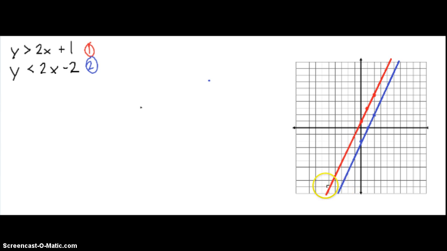And one last thing, since these are not inclusive of the lines, they're only less than and greater than, we're going to make these lines dashed. If they were less than or equal to or greater than or equal to, they would be solid lines, but in this case they are not, so we're going to dash them.